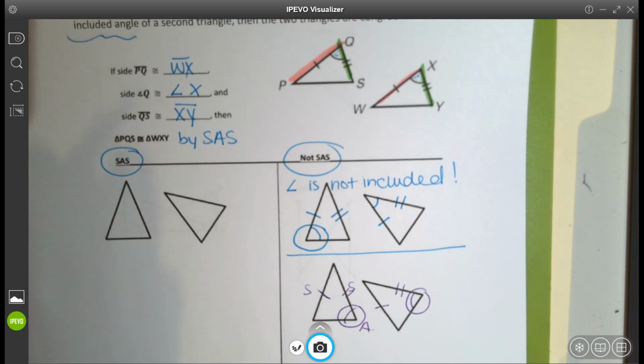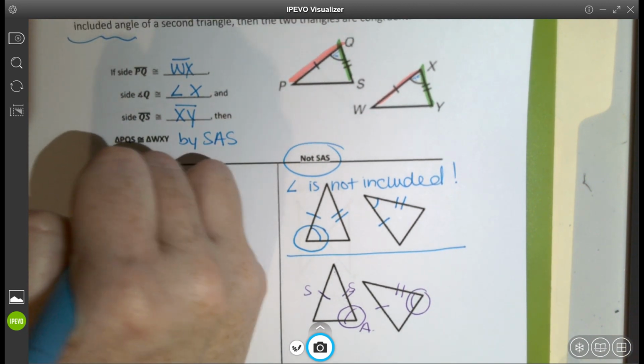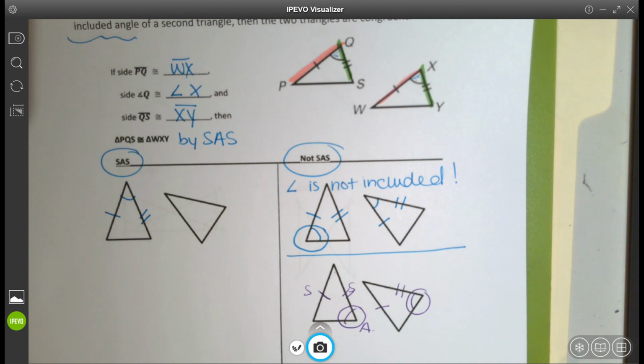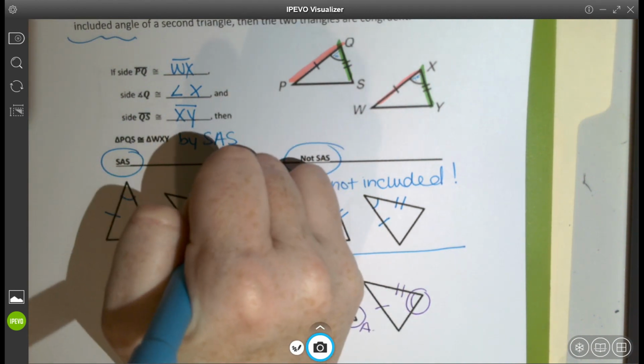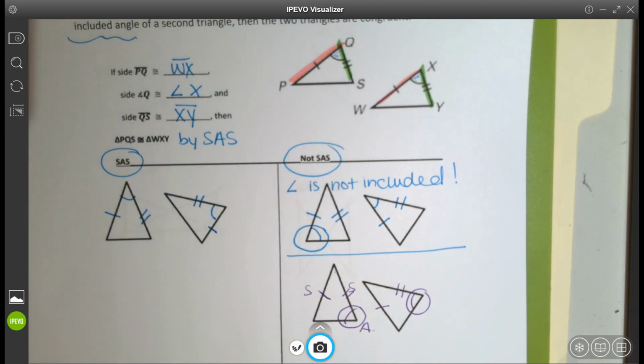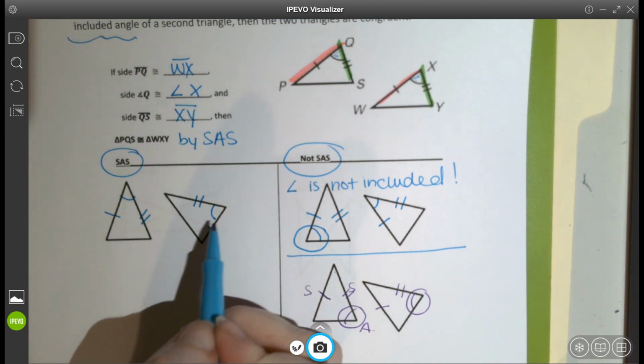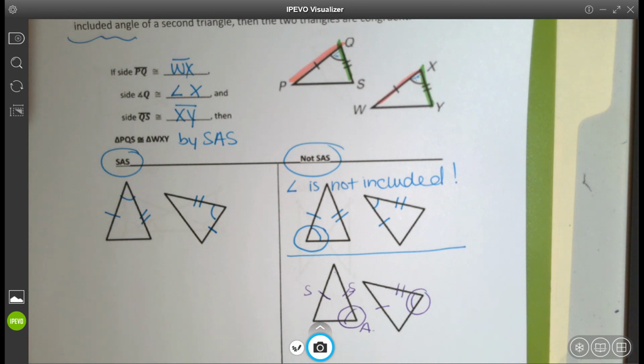All right, so what side, angle, side looks like is like this. That spells out SAS, and then the second triangle must do the same. Notice they don't have to go in the same order, but they do have to have that angle in between the sides marked off as 2 congruent sides. All right, let's look at some more examples.